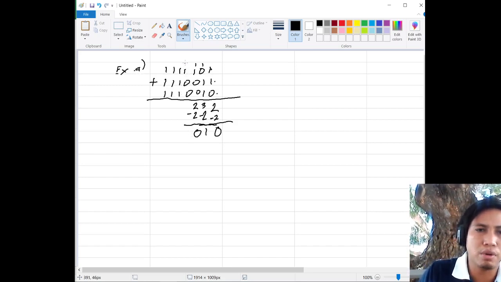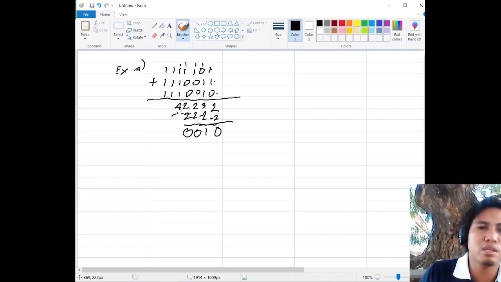Okay, next, you carry out that unit, then 1 plus 1 plus 0 plus 0, that is actually 2. And you subtract 2, you get 0. Then you carry it out, then 1 plus 1 plus 1 plus 1, that is actually 4.